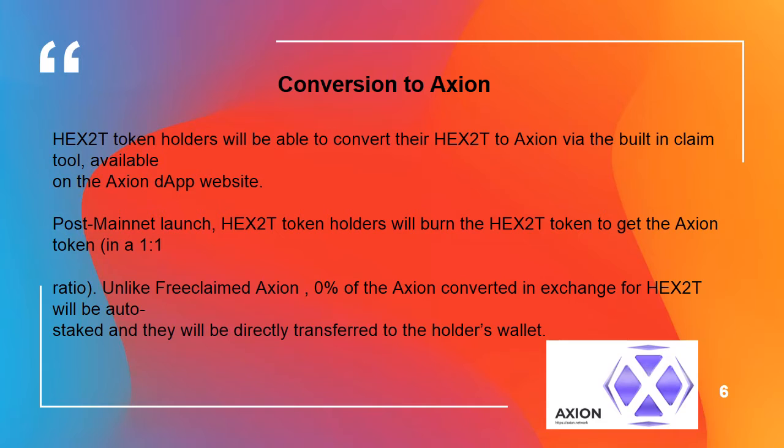Conversion to Axion. Hex 2T token holders will be able to convert their Hex 2T to Axion via the built-in claim tool, available on the Axion D app website. Post-mainnet launch, Hex 2T token holders will burn the Hex 2T token to get the Axion token, in a 1-to-1 ratio. Unlike free claimed Axion, 0% of the Axion converted in exchange for Hex 2T will be auto staked, and it will be directly transferred to the holder's wallet.